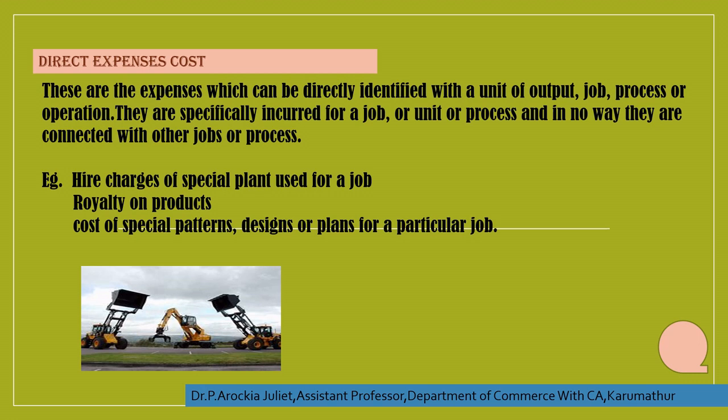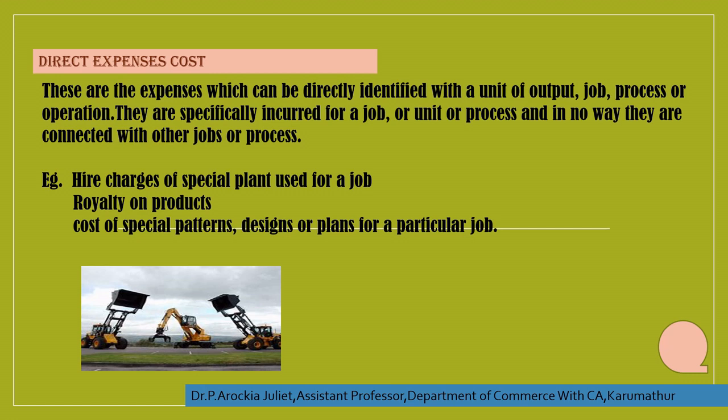Then direct expenses cost. These are expenditures directly identified with a unit of output for a particular job or a particular process. They are specifically included for a particular job or a particular unit, so it does not connect with other jobs or processes. For example, hire charges of special plant used for a job or royalty on product.